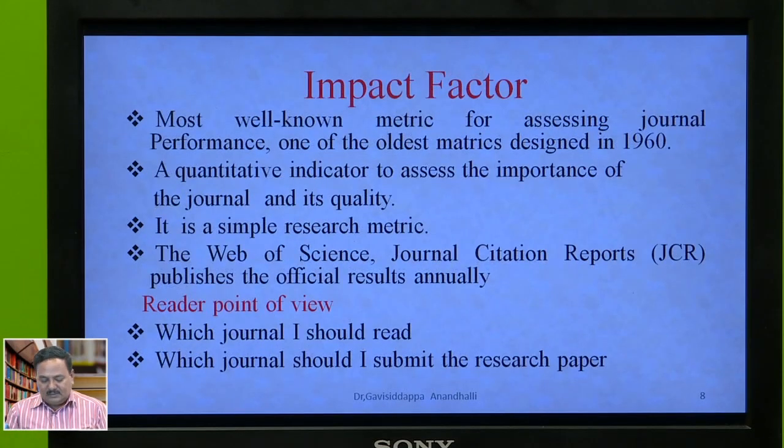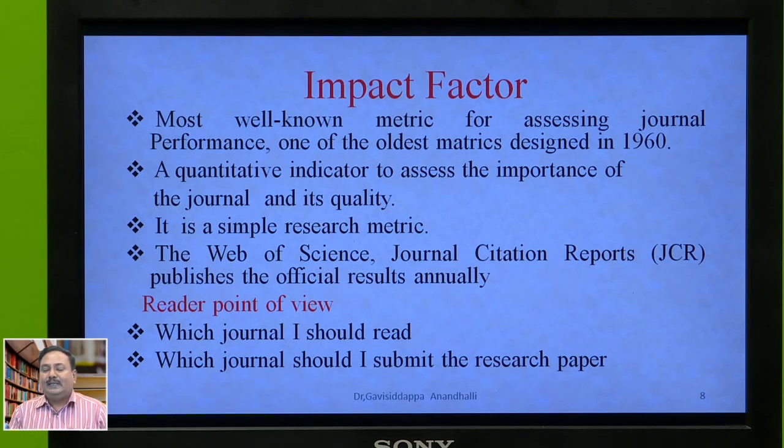So, first and foremost, among the various types of research indices, the first and oldest traditional research metric we have used for many years is the impact factor. It is the most well known metric for assessing journal performance and one of the oldest metrics, designed in the year 1960. It is very well used for measuring the quality of a journal and assessing its performance, which is very much required for the publishing industry as well as researchers and students: to which journal should I submit my research article, which journal should I read. That way the impact factor helps a lot for a given research scholar.